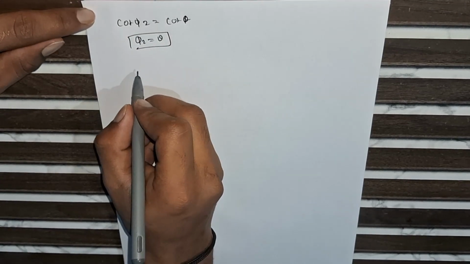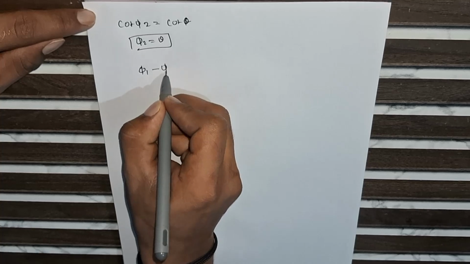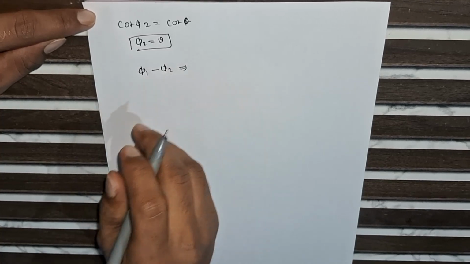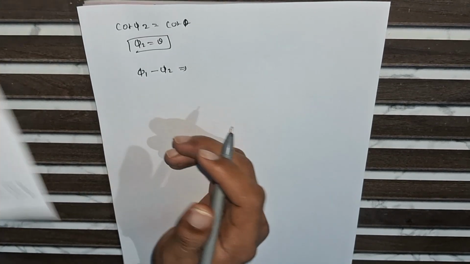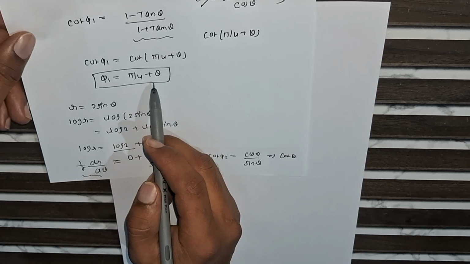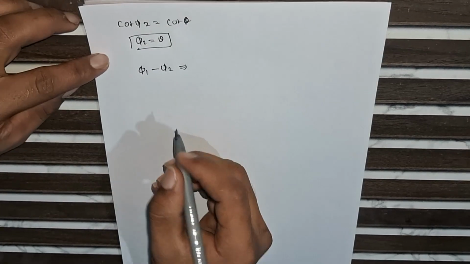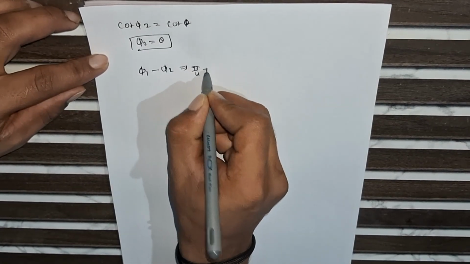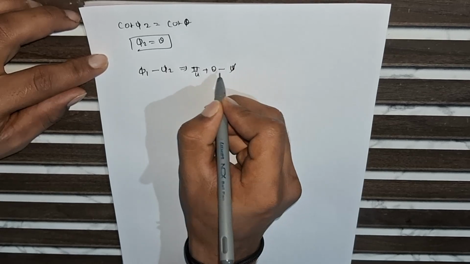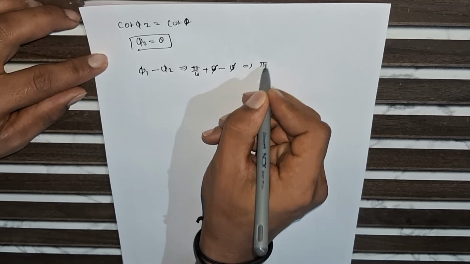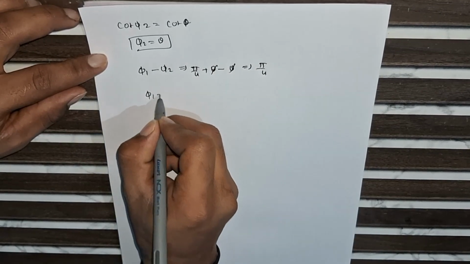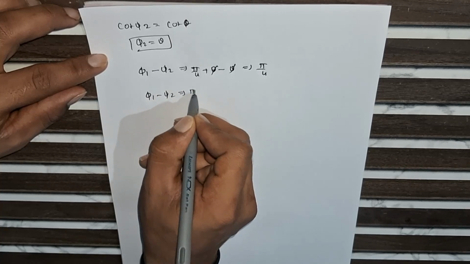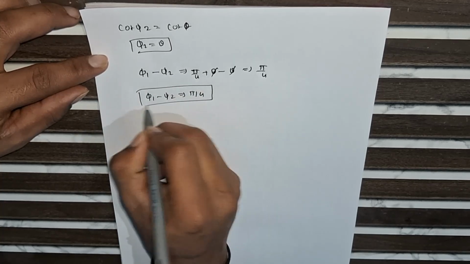So the angle between the two curves is phi 1 minus phi 2. What is the value of phi 1? Pi by 4 plus theta. So it is pi by 4 plus theta minus theta, this will cancel out, and this is pi by 4. So the angle between the two curves is pi by 4. This is our final answer.